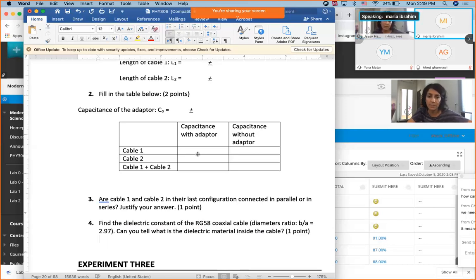No, it's very simple. You take this one, capacitance with adapter, and you subtract this answer. I mean cable 1 plus cable 2, I take the capacitance with adapter minus the wires. Yes, that's it. Okay. Yes.